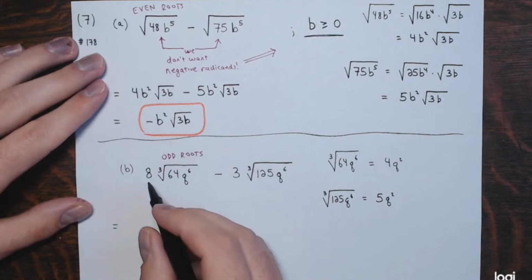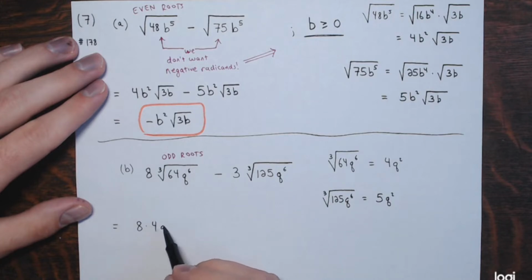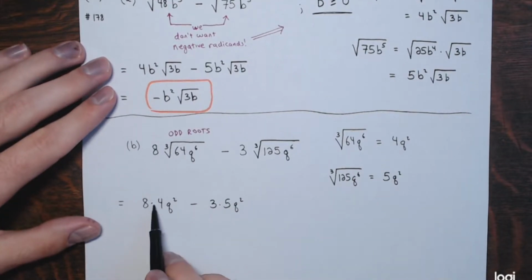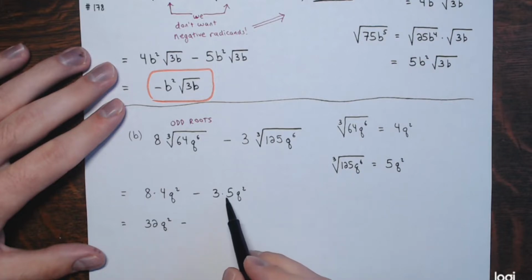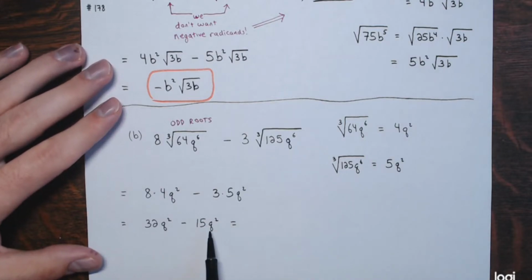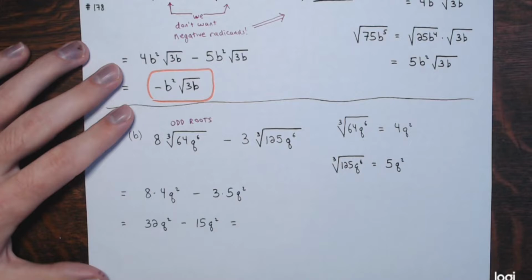So we have 8 times the cube root of 64q to the sixth, which is, again, 4q squared, minus, and then next term, 3 times 5q squared. Right, don't forget the times symbol, because you might accidentally write 84 and 35. This is 8 times 4 and 3 times 5. Now 8 times 4, that's 32q squared, minus, and then 3 times 5, 15q squared. And we have like terms though, right? We both have q squared you could factor out, and then 32 minus 15 is 17. Right? So this ends up being 17q squared when all is said and done.